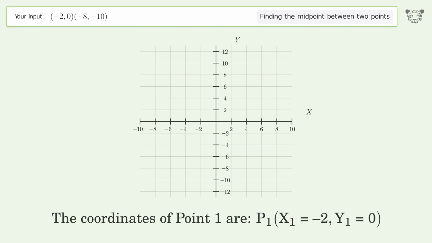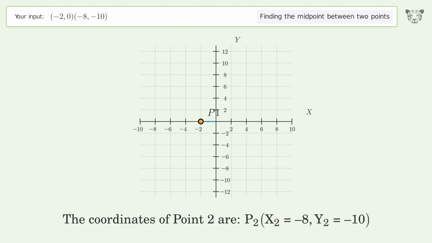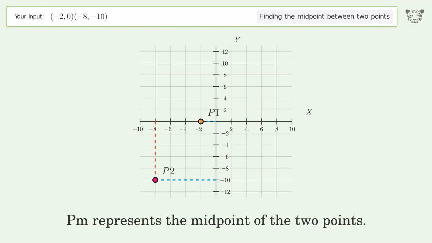The coordinates of point 1 are x1 equals -2, y1 equals 0. The coordinates of point 2 are x2 equals -8, y2 equals -10. PM represents the midpoint of the 2 points.